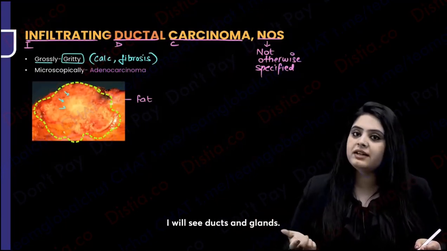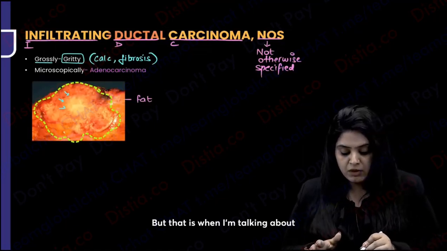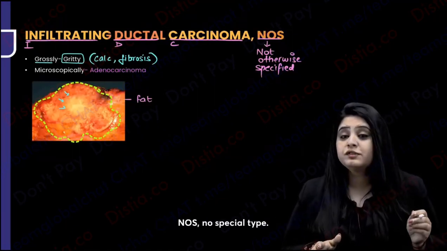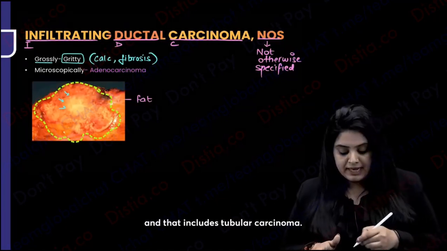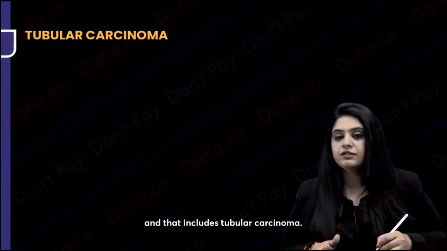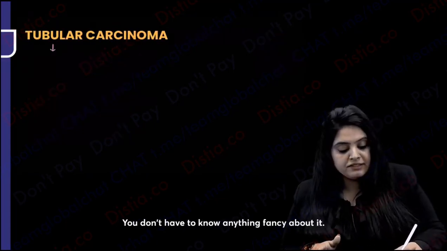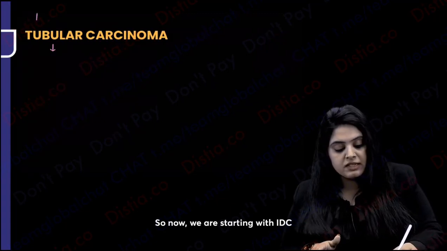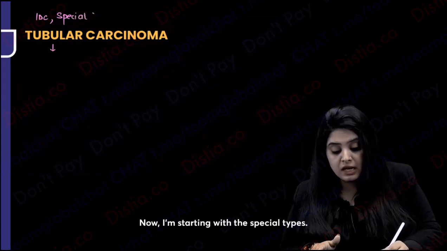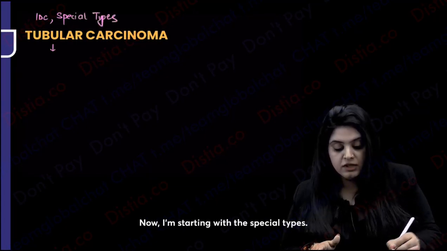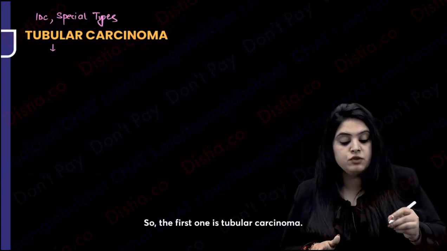I will see ducts and glands, but that is when I'm talking about NOS, no special type. Now I'm going to go into some special types, and that includes tubular carcinoma. You don't have to know anything fancy about it. So now we are starting with IDC, but not special types is done. Now I'm starting with the special types. So the first one is tubular carcinoma.